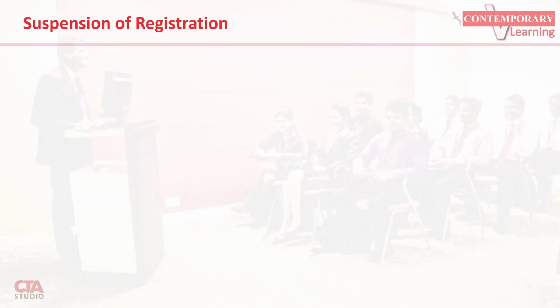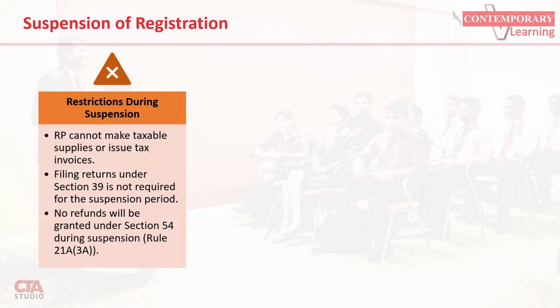Let me explain what happens during suspension and how it can be revoked. Restrictions. During suspension, RP cannot make taxable supplies or issue tax invoices. Filing returns under Section 39 is not required for the suspension period. No refunds will be granted under Section 54 during suspension.